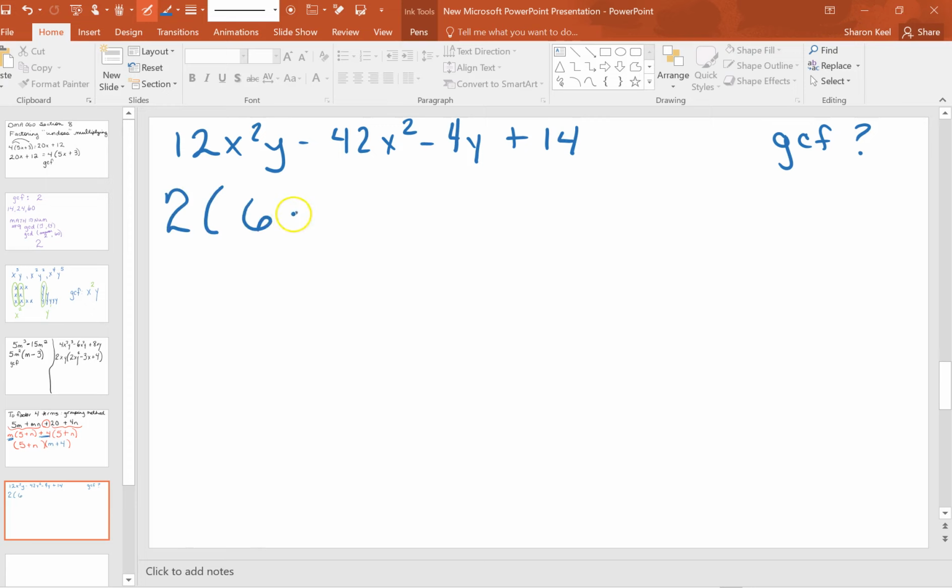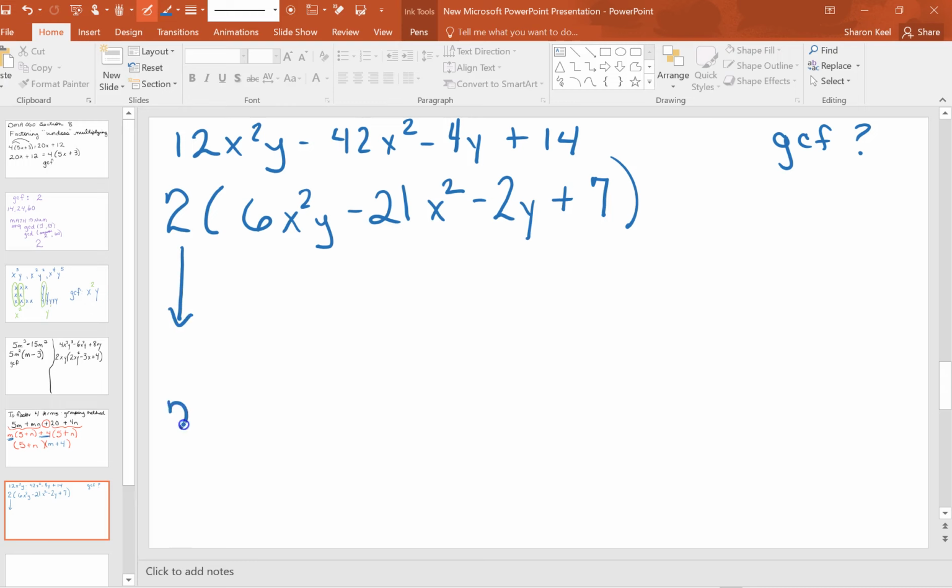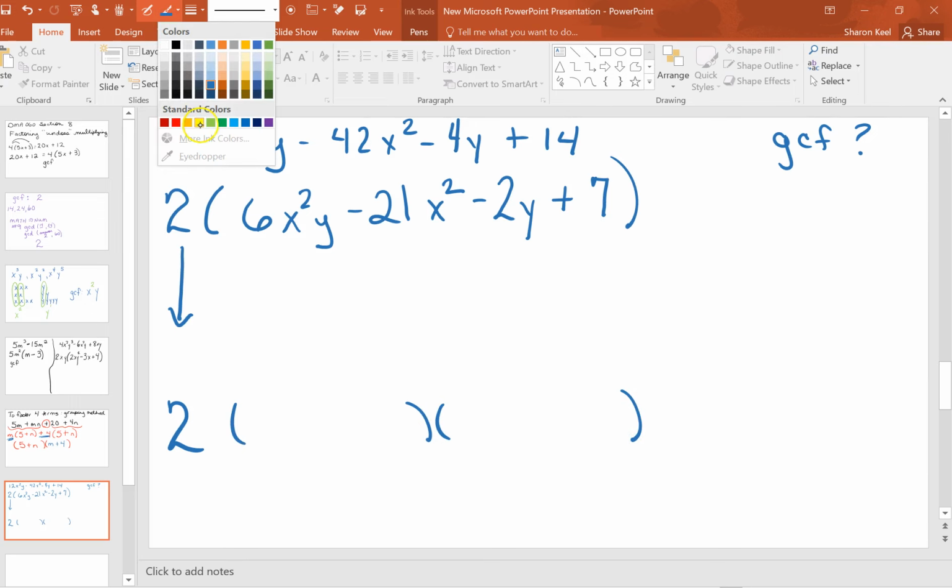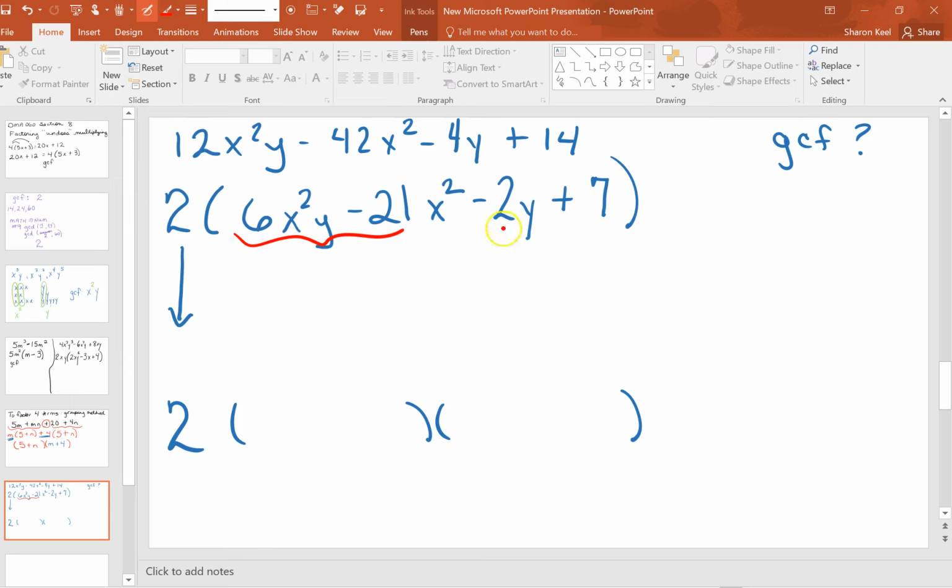That's going to leave us with 6x squared y. Half of 42 is 21, x squared. Half of 4 is 2, and then half of 14 is 7. So this 2 is still going to get brought down when we finally do our final solution, and we have our 2 sets of parentheses. However, in between, let's do our factoring. First 2, the last 2, and use the sign in the middle. These 2 both have in common a 3 and an x to the second power.